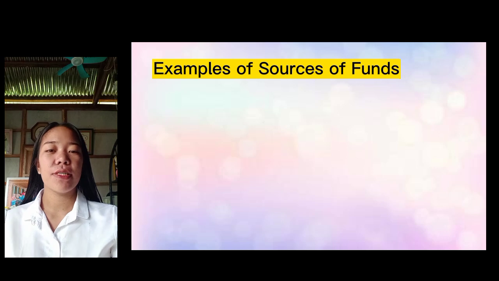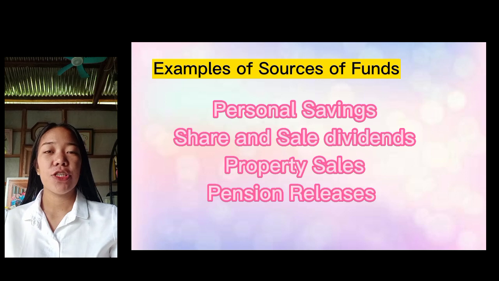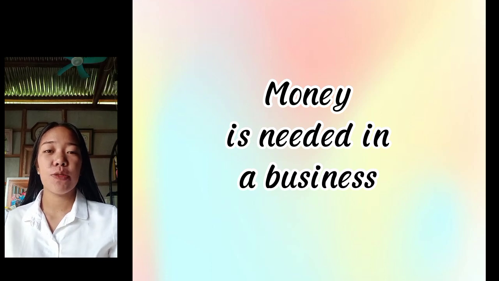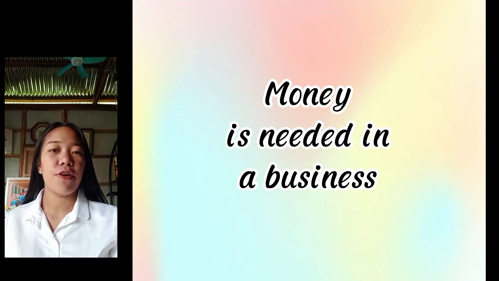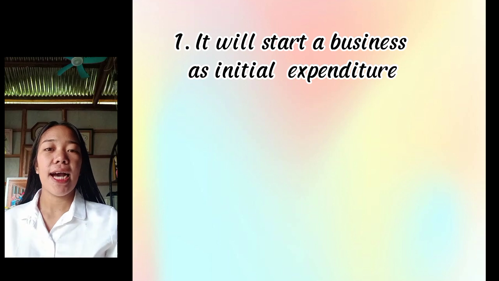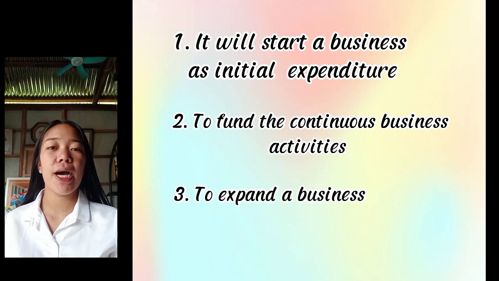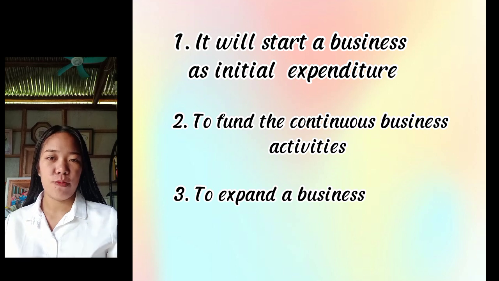Here are examples of sources of funds, which include personal savings, share sales and dividends, property sales, and pension releases. As we all know, no business can live without funds. Throughout the life of a business, money is needed continuously. Why do we need money in a business? At first, to start a business as initial expenditure. Second, to fund the continuous business activities. And lastly, to expand business management.